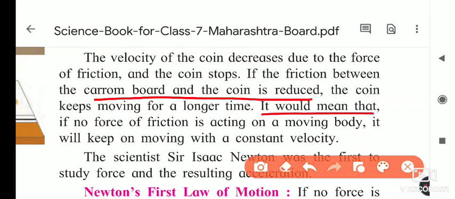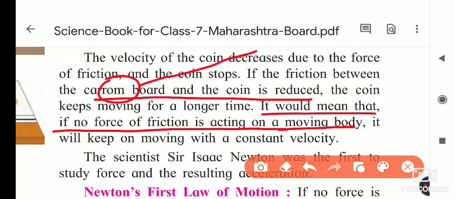And from this we understand that if no force of friction is acting on a moving body, it will keep on moving with constant velocity. If there is no friction, then the body moves constantly forward, that we understand from this.